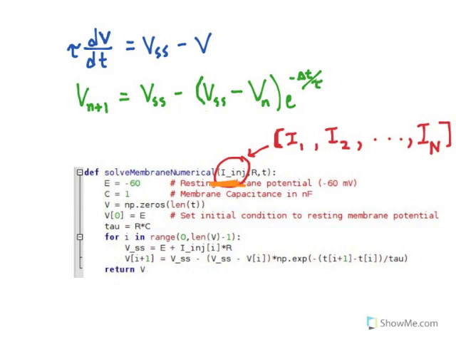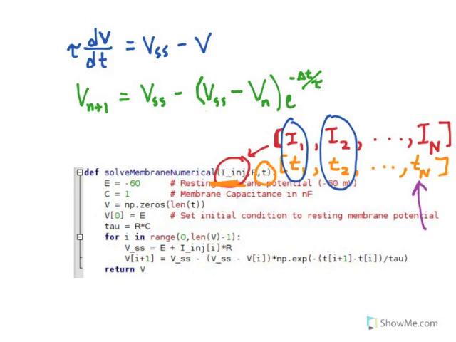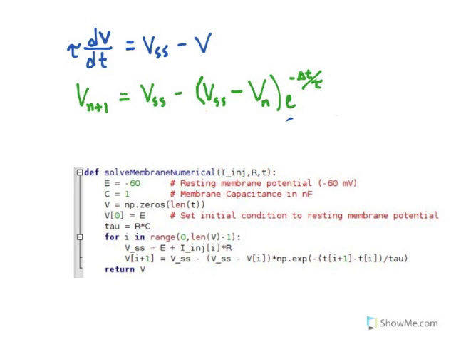Similarly, the t is the time at time point 1, the time at time point 2, all the way up to t of n. So t of n is the maximal time, or the length of the simulation that we're running. And at each time point, you specify the amount of current you're injecting into the cell at that time point. And the last input into this function is R, which is just the resistance. That's just a single number, because we're assuming that the input resistance is constant over this simulation.